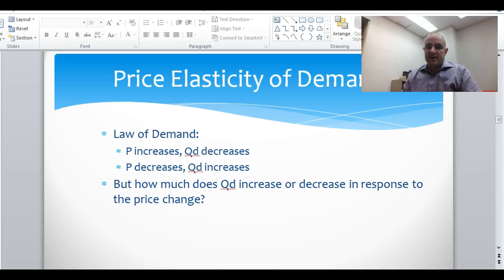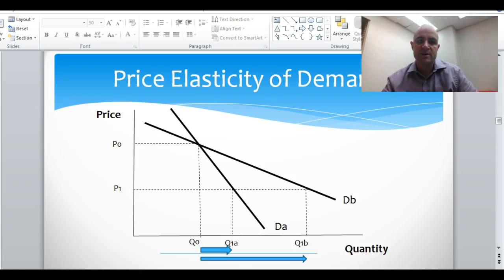As we've talked about demand, one of the things we talked about was the law of demand. The law of demand talks about that inverse relationship between the price of the good and the quantity demanded. So it says as price goes up, quantity demanded goes down. Price goes down, quantity demanded goes up. Right? But part of the question is, how much does the quantity demanded change in response to a price change? So let's look at an example here.